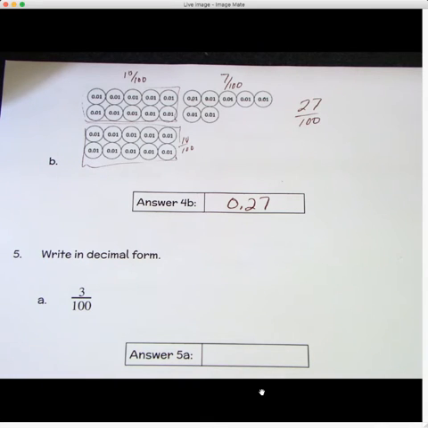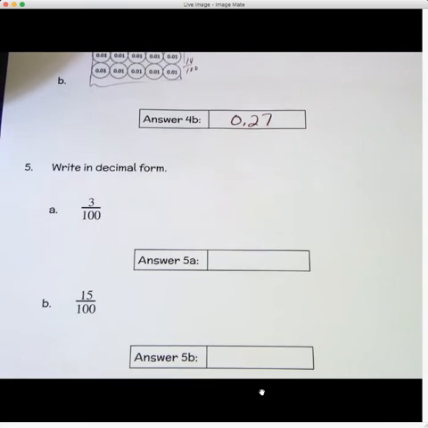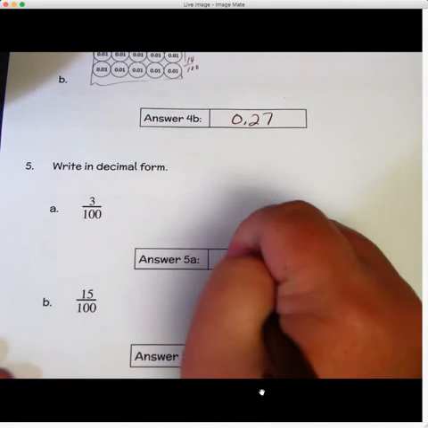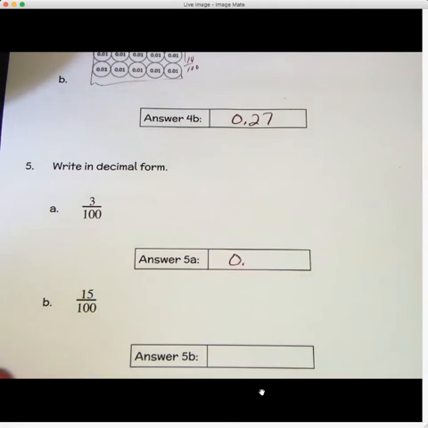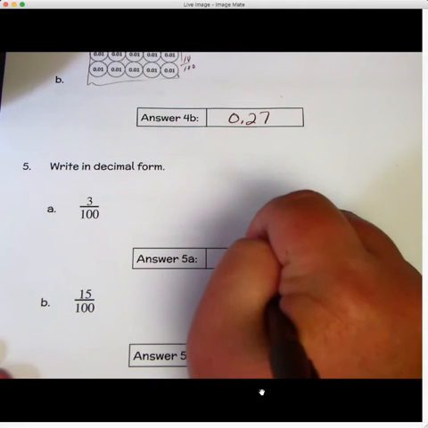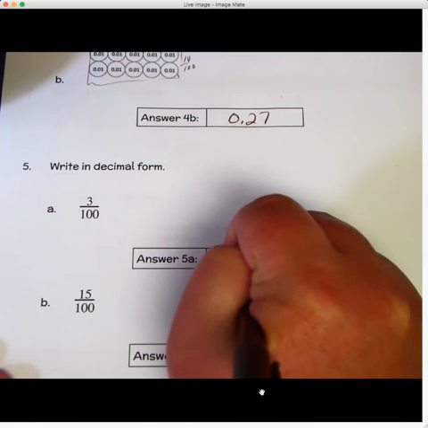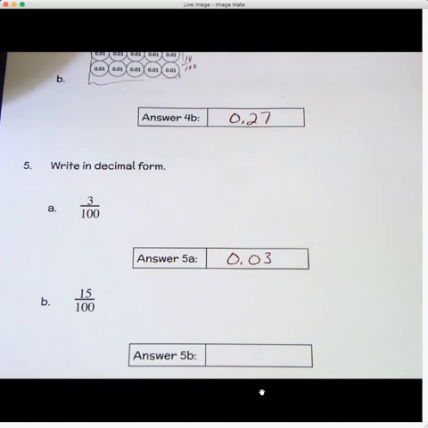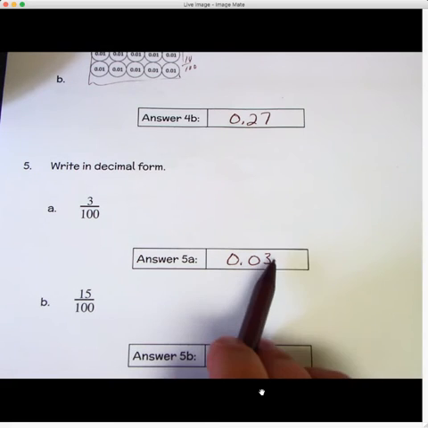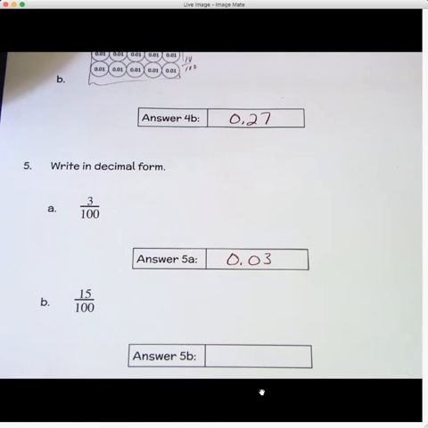Now, the next part, we are given a fraction to write in decimal form. 3 hundredths. Well, I don't have any tenths, so I've got to be careful on this one. 3 hundredths, I've got to make sure that 3 is over here in the hundredths place. And since I don't have any tenths, I put a 0 there. So 3 hundredths is just a 3 in the hundredths place, and everything else is a 0.